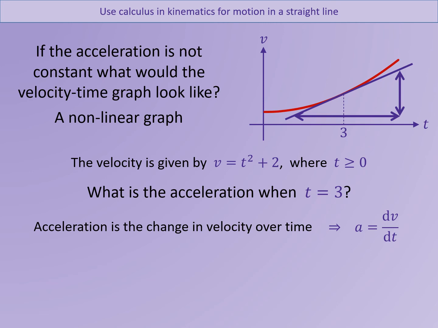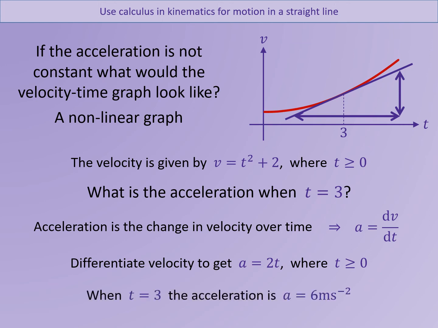We know that to find the gradient on a curve, we can differentiate. So in order to find the acceleration, we can calculate dv by dt and then work out what this would be at time t equals 3. This would give us the acceleration. Differentiating t squared plus 2 with respect to t gives us a equals 2t, again for t is greater than or equal to 0. If we then substitute in t equals 3, we get 2 times 3, which is 6. So the acceleration at that moment is 6 meters per second squared.